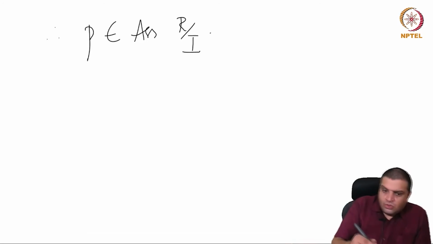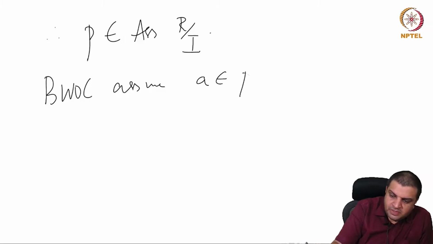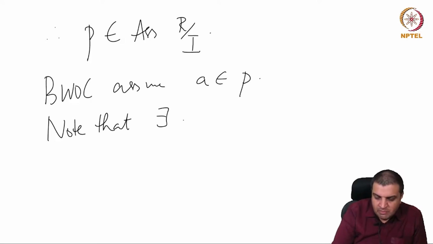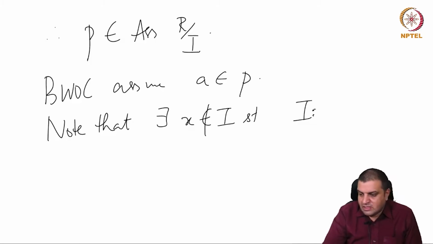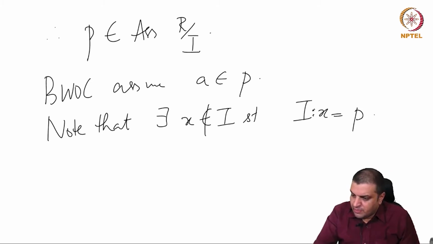Okay. So by way of contradiction, assume A is inside P. Note that there exists some x not in I such that the annihilator of x in R mod I, which is the same thing as the annihilator of x in R mod I thought of as an R module, which is the same thing as I colon x, is equal to P.